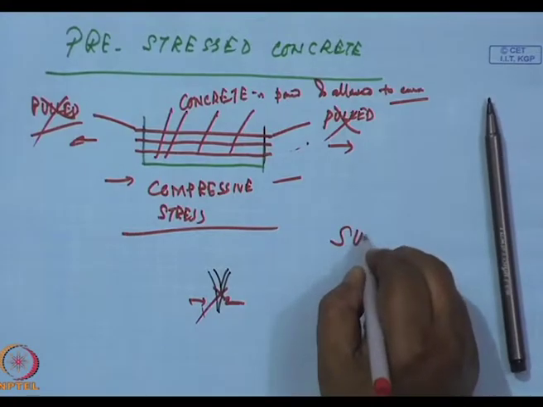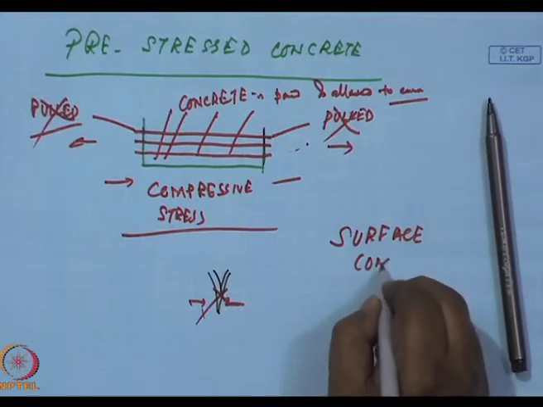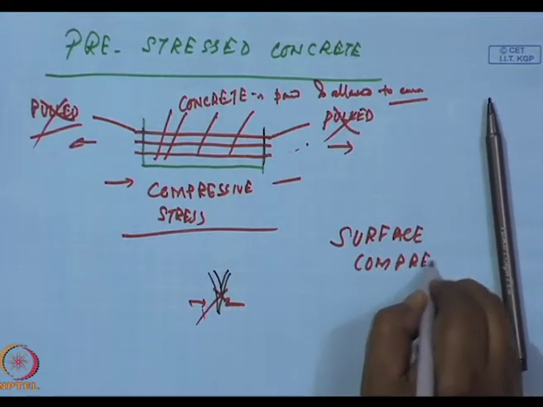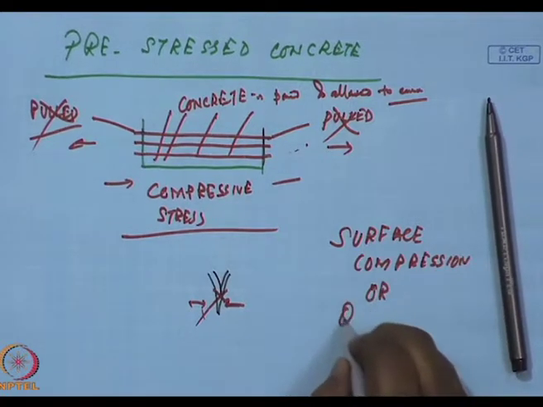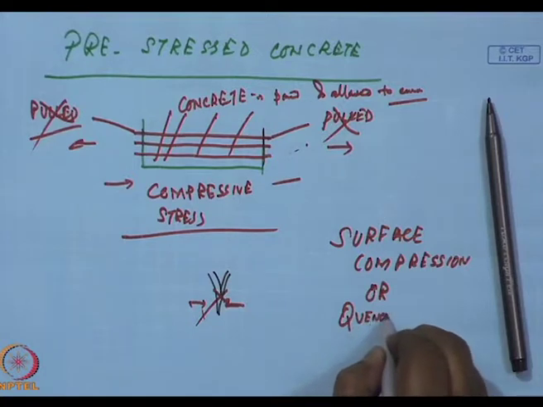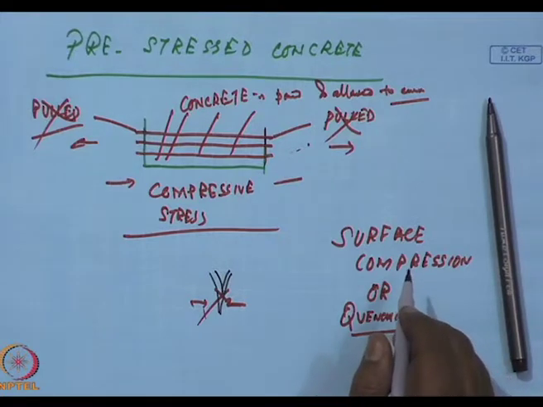Another way in which strengthening can be done is simply by surface compression or quenching. Is by surface compression or by quenching.